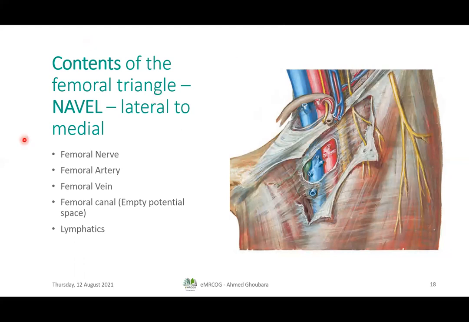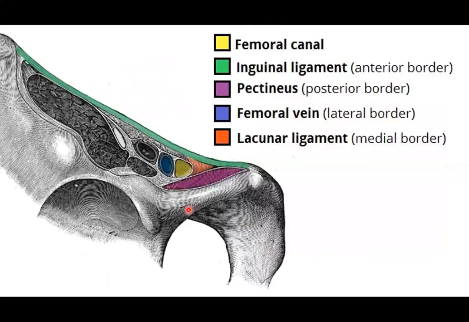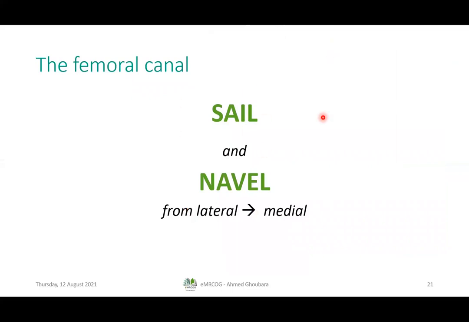So what is NAVEL? What are the NAVEL components? Nerve, artery, vein, and empty space, which is the femoral canal, a potential space, and L for lymph nodes. Femoral nerve, femoral artery, femoral vein, femoral canal, the empty potential space, that's the E, and lymphatics, some lymphatics.